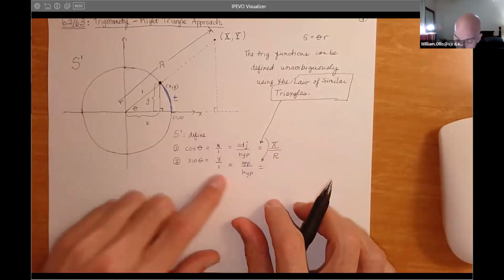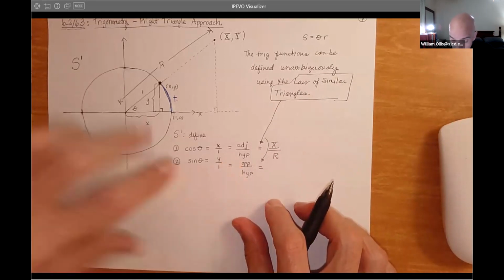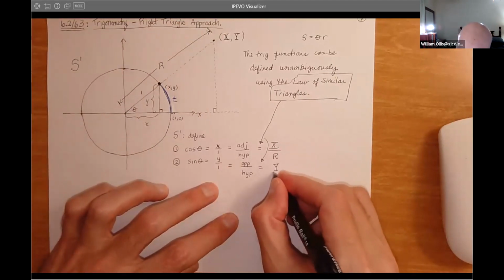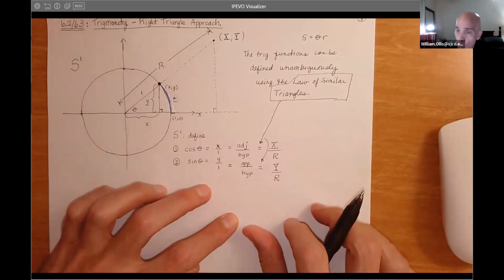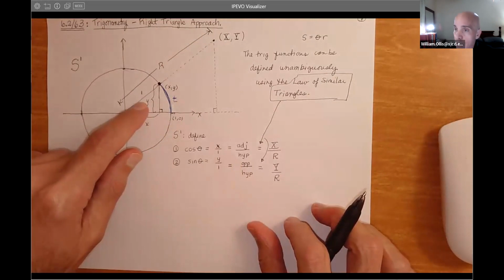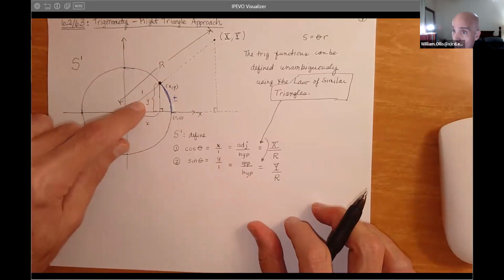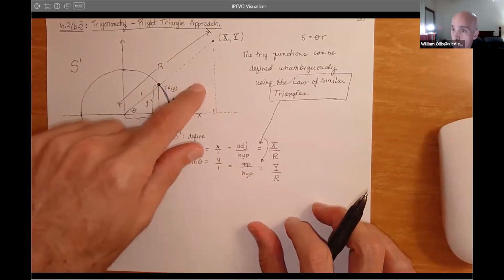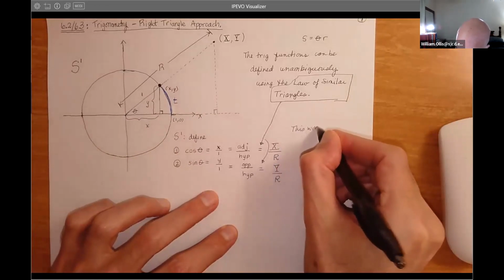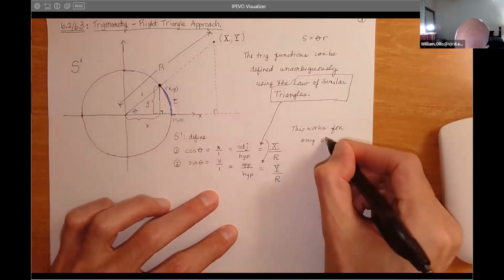And likewise here, by the law of similar triangles, we should be able to take the opposite to the hypotenuse, that is y to r. And this will work for any triangle, right triangle, that is similar to the triangle in the unit circle. Even a smaller triangle, that is one that's smaller than this one, or any larger triangle. And I'll just say this works for any similar right triangle.